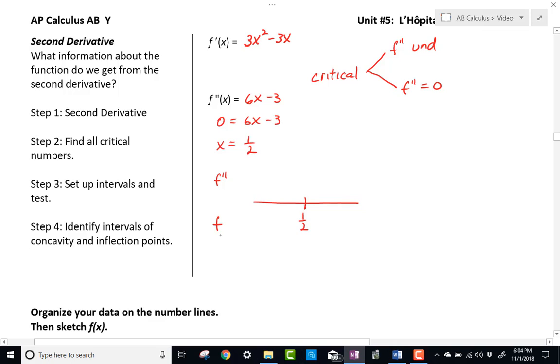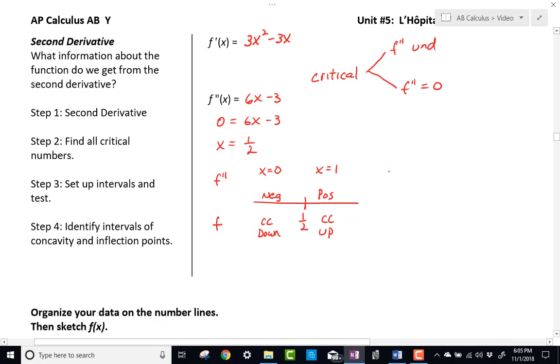So f double prime of x, if I start at 1 half and I go to the left, I could do x equals 0 to the left. I'm going to plug in 0. You can see up here at the top, if I plug in 0, this is going to be negative 3. So that tells me that f double prime is negative at x equals 0. I come over to the other side and plug in x equals 1. 6 times 1 is 6, minus 3, so this is going to be positive. If f double prime is negative, that means f is concave down. If f double prime is positive, that means f is concave up, which means that x equals 1/2.